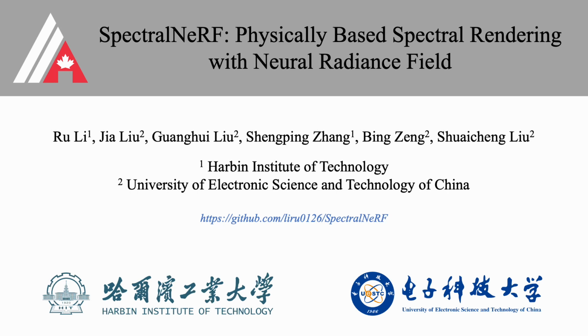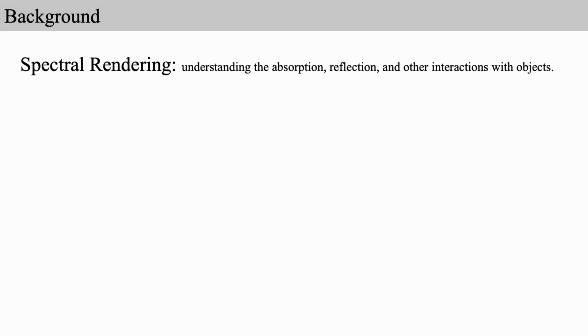In this paper, we propose SpectralNeRF, an end-to-end neural radiance field-based architecture for high-quality physically based rendering from a novel spectral perspective. Spectral rendering is a fundamental problem in computer graphics, which can understand the absorption, reflection, and other interactions with objects and has been used to generate photorealistic images.